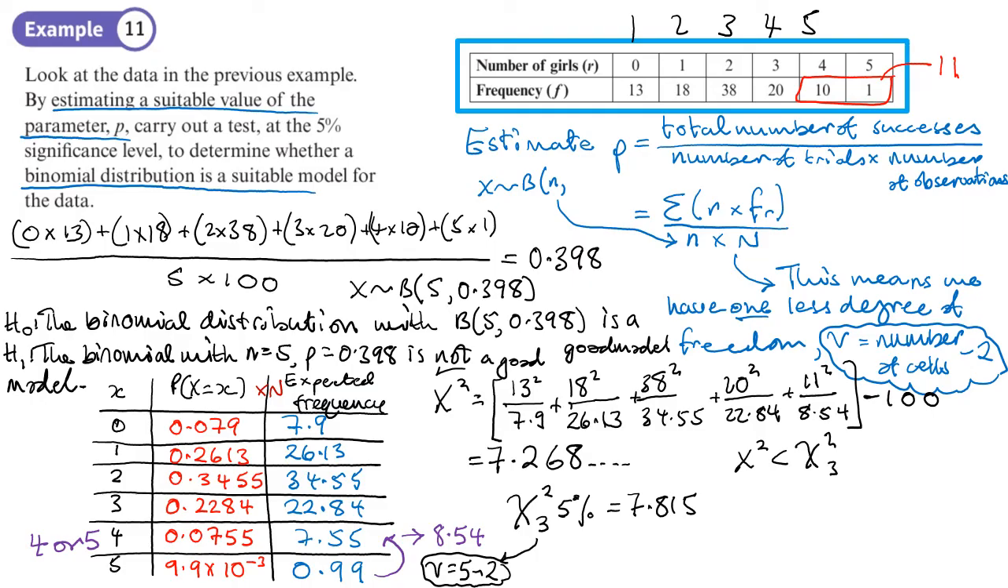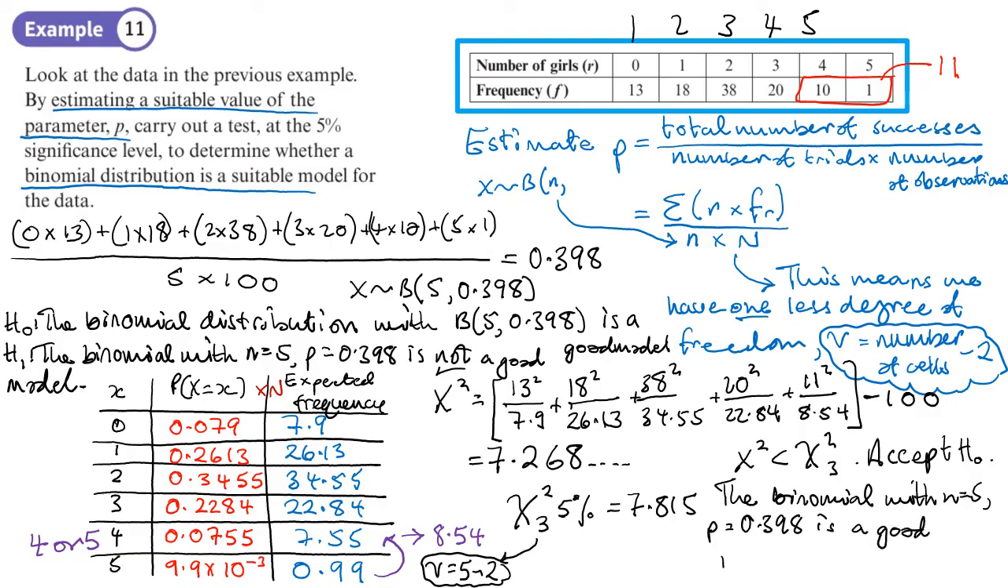Right, what does that mean? That means that we accept H0 because that spread is small enough. And now with the estimation, it is a good model. So the binomial with n equals 5, p equals, what did we estimate p as? 0.398 is a good model.